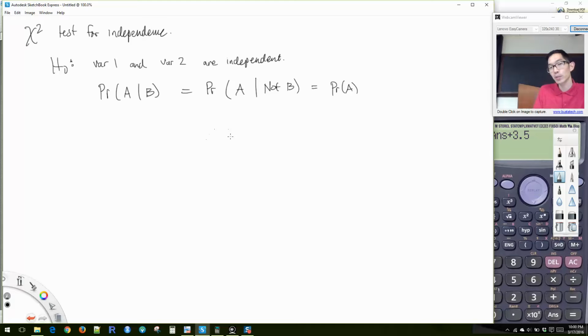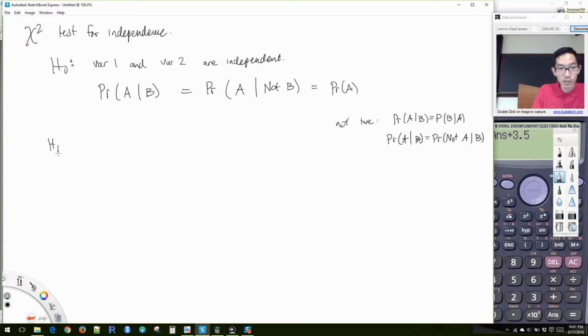We wouldn't, so, not true statements would be probability of A given B is equal to probability of B given A. This is not going to be true. Or probability of A given B is equal to probability of not A given B. Okay? These will not be true.